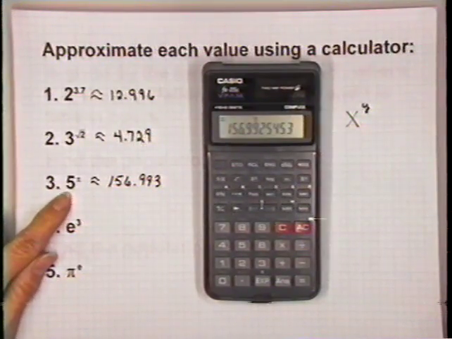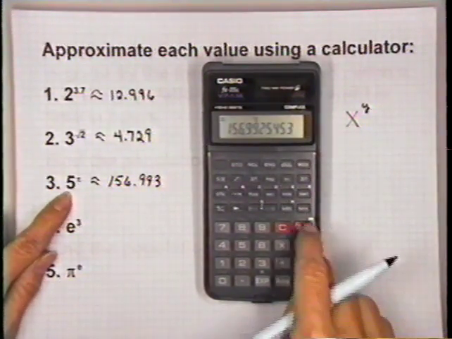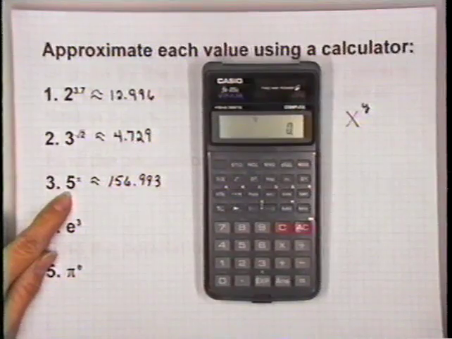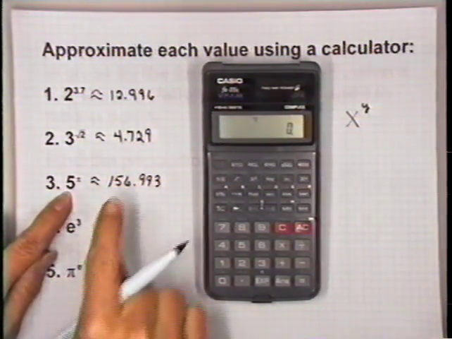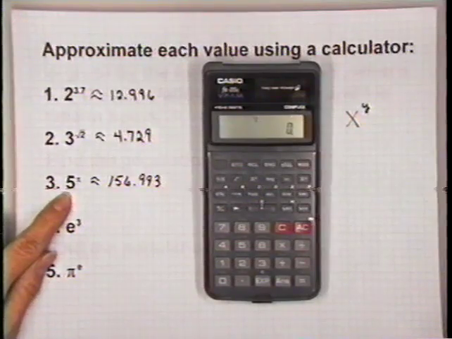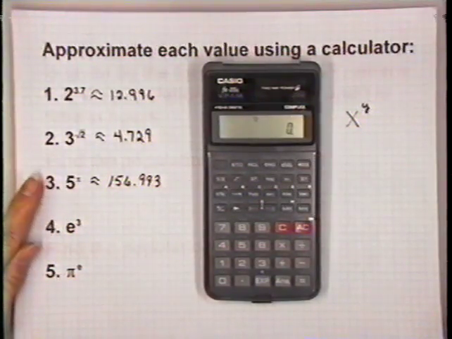Now, does that sound reasonable? Well, you know that pi, being 3.14, is just a little bit more than 3, isn't it? Do you know what 5 cubed is? 5 cubed is 125. So we do expect our answer to be bigger than 125, which it is.